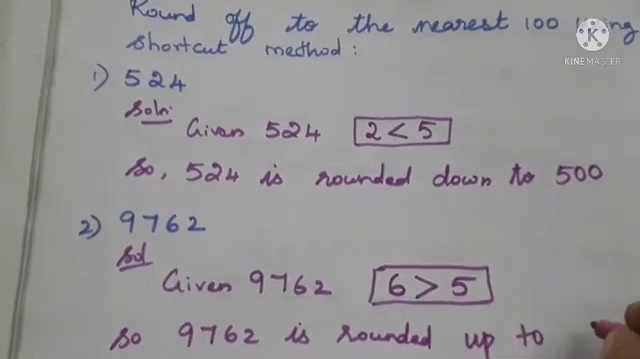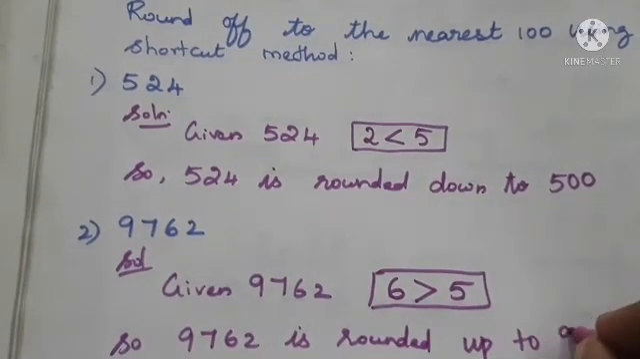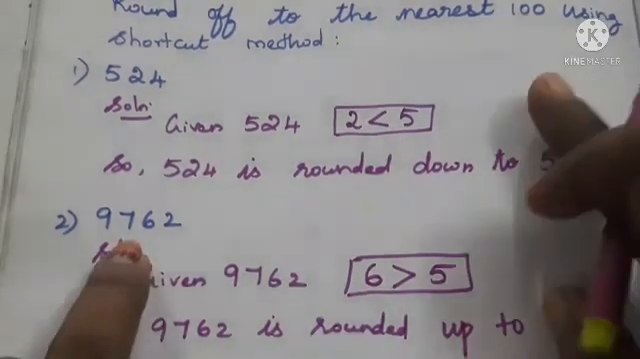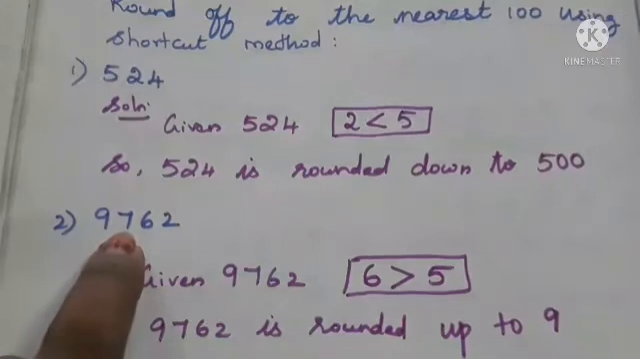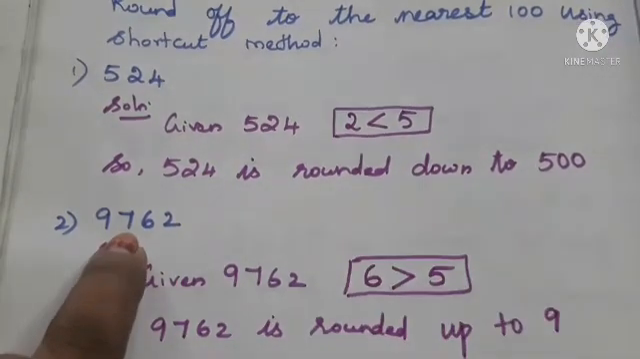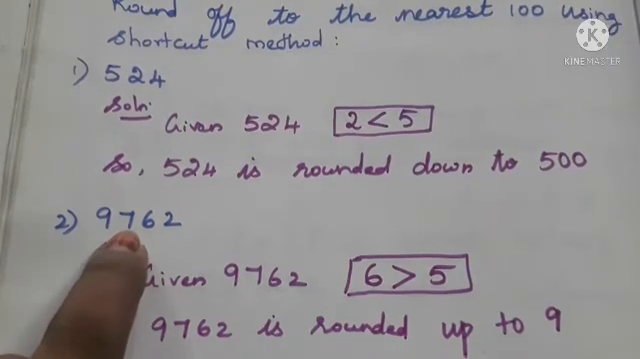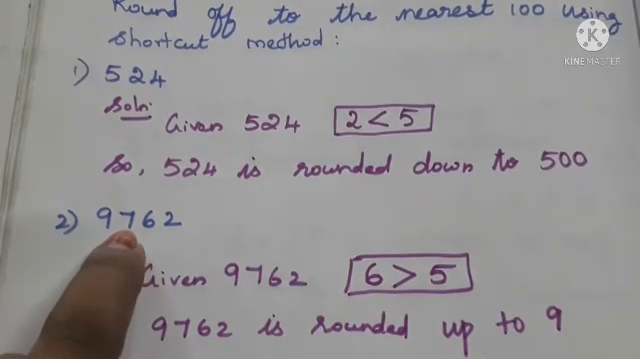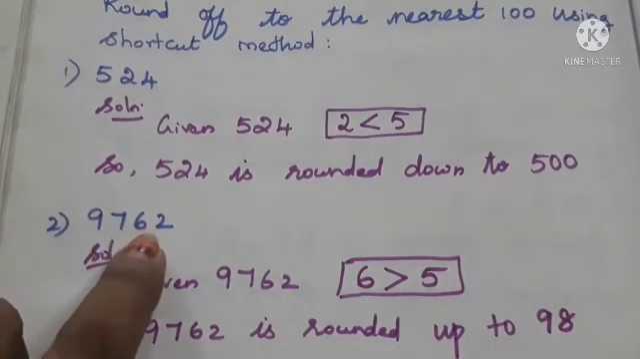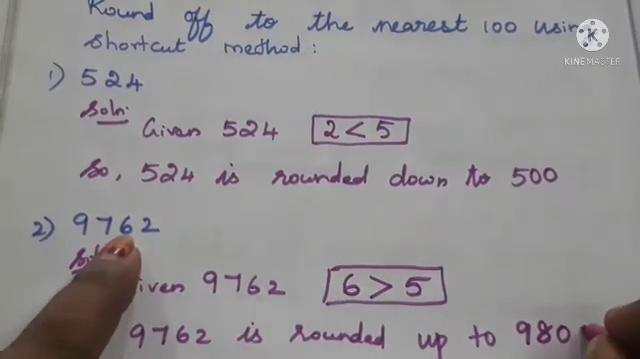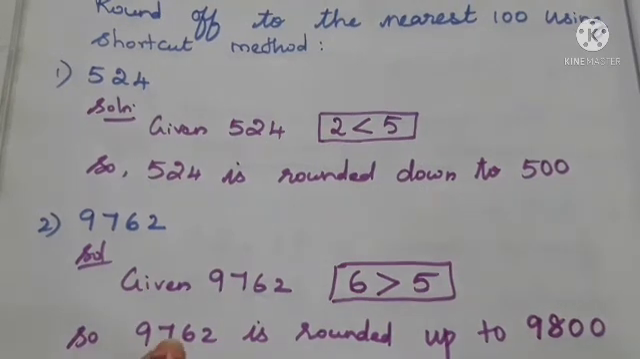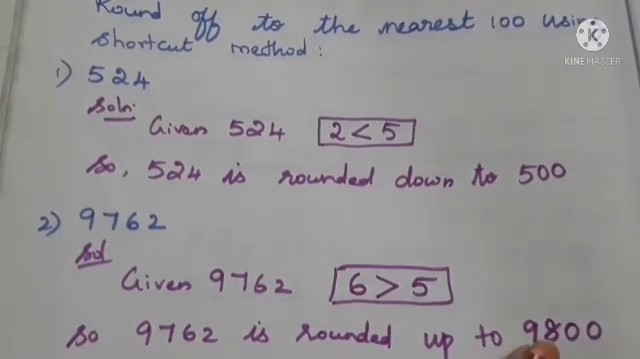Rounded up to, see, we write the 9000 as it is. Okay, 9000. Next, we are going to round to the nearest 100. If it is greater than 5, we add 1 to the hundreds place value. We have 700, so if you add 1 to the 7 it changes to 8. Then for the remaining tens and ones we place 0. So our answer: 9762 is rounded up to 9800.